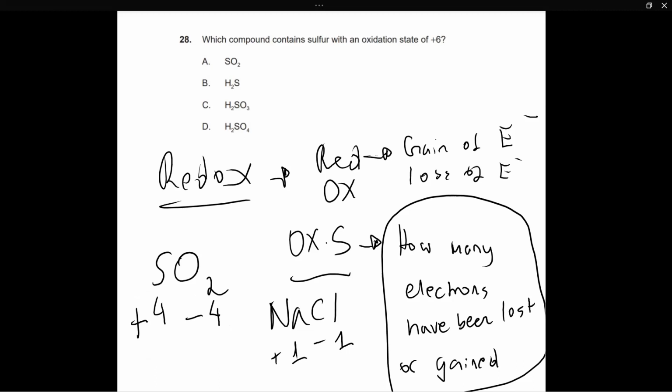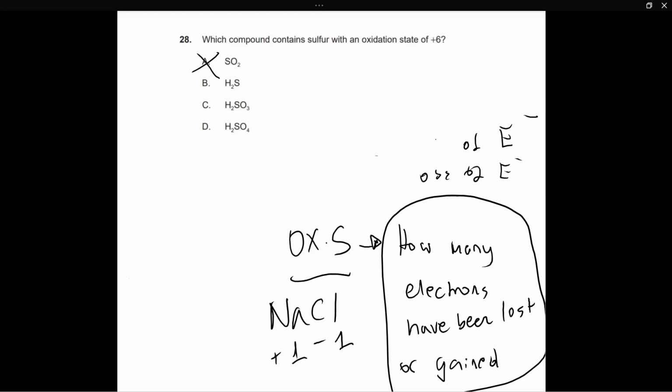Now they've asked us in the question, which compound contains sulfur with an oxidation state of +6? And clearly, as we saw by solving this, in this case sulfur does not have an oxidation state of +6. It has an oxidation state of +4. So we can cancel this out. This is not the right answer. Let me just erase all of this.